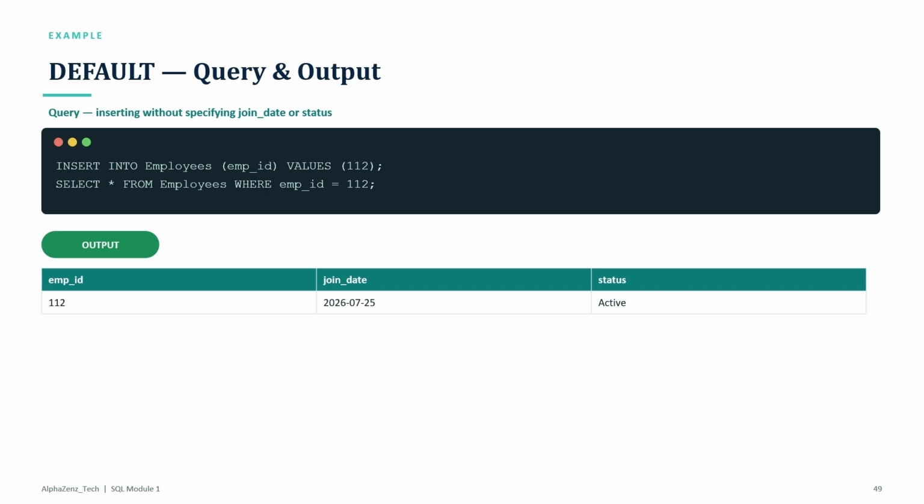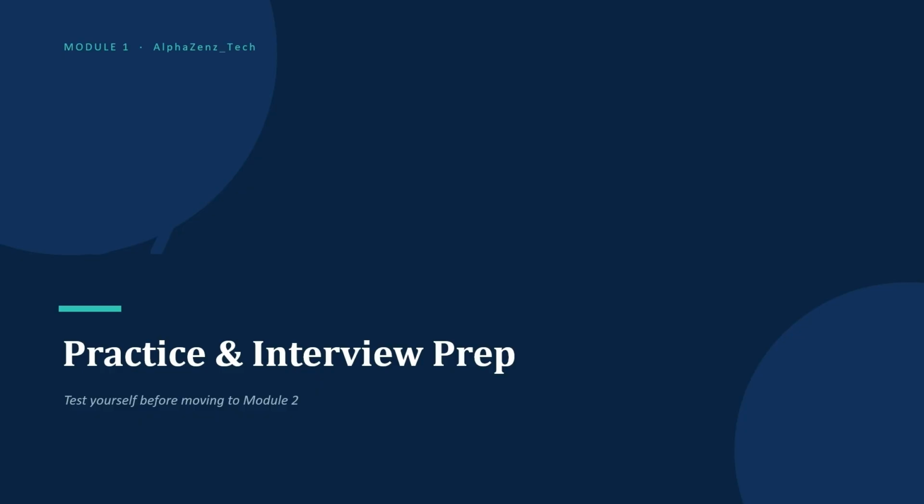And look, emp_id 112, join_date automatically filled with today's date, and status automatically set to active, even though we never typed either of those values ourselves. That's default working exactly as designed. Recap moment. And that's all 6 constraints: not null, unique, primary key, foreign key, check, and default. Each one a rule that keeps your data trustworthy.